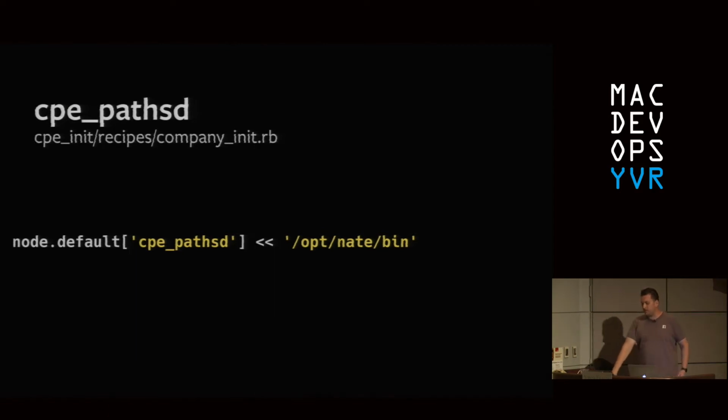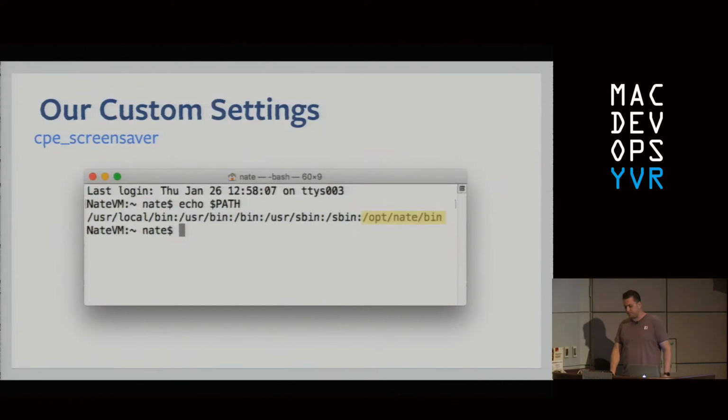So here my binary lives in /opt/nate/bin, and I want to make it available to everyone in the company. So I'll just add it to paths.d. And this is an array, so we're doing the double redirects over to paths.d. And when I echo my path, you can see at the very end of it, it has /opt/nate/bin. So anybody who uses this machine, open up terminal, and if you echo path, you'll see that this custom path is there for everyone. It's at a system-wide position.